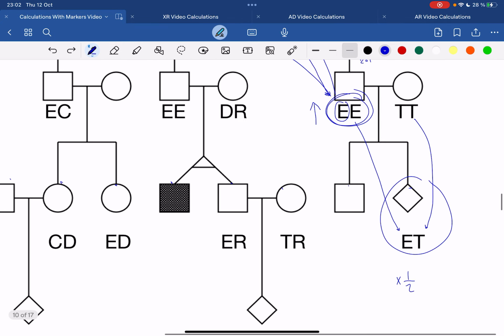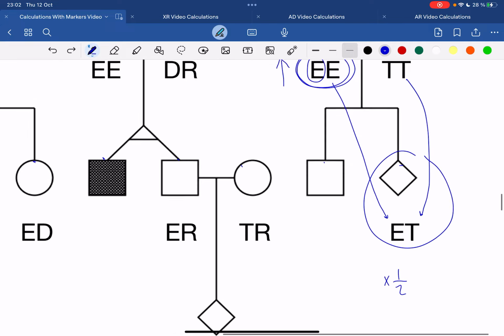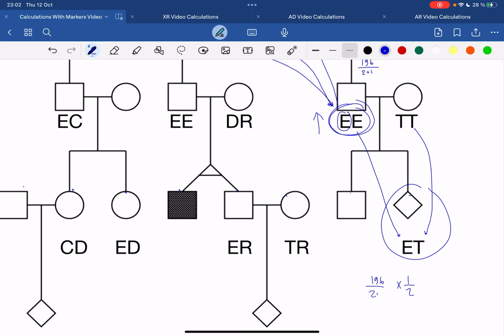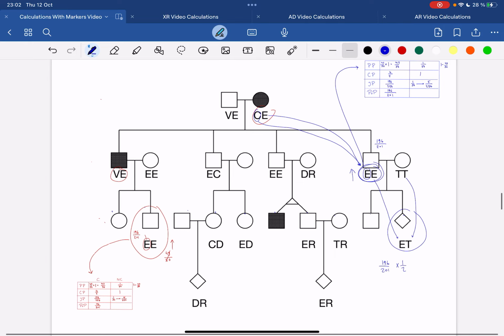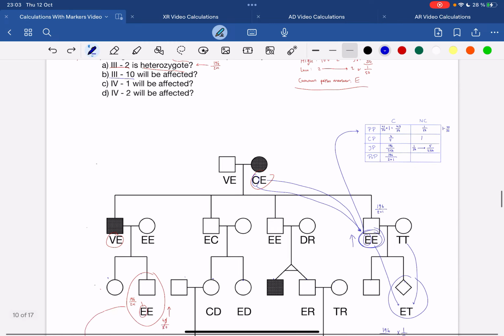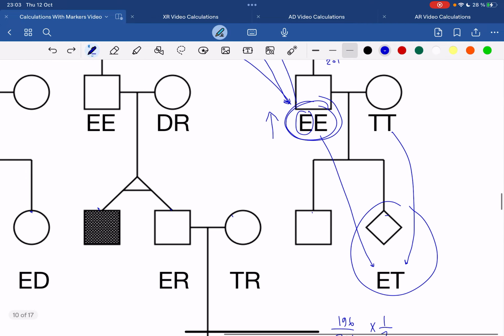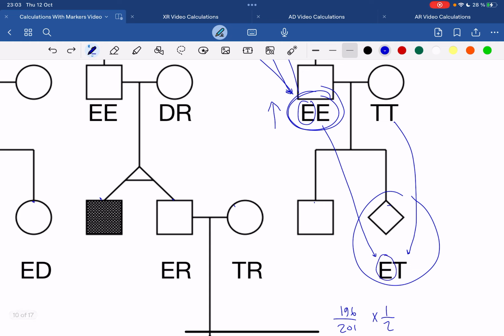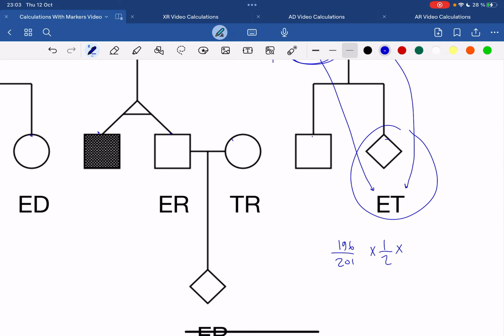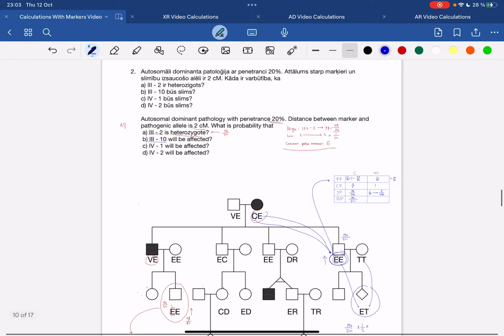So now, because we don't know which E this person has gotten from their dad, we take the dad's probability to be a carrier, which is 196 over 201, times the Punnett square probability. And the Punnett square probability for autosomal dominant is half of the whole, right? 2/4 is equal to 1/2. Because again, we don't know from which E this child has gotten, if it's the pathological or non-pathological E from the parent. So we go with what we know before, so 1/2. And now we multiply this by the penetrance, which is 20%.